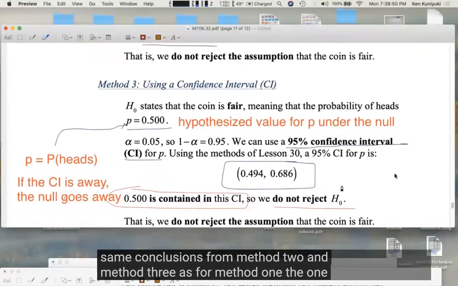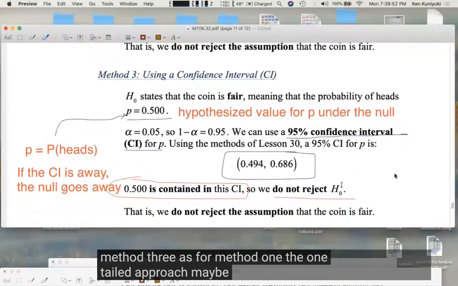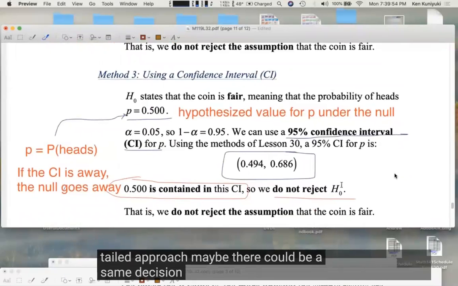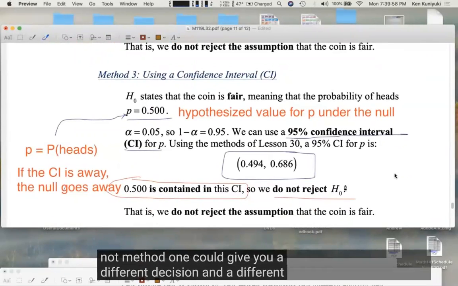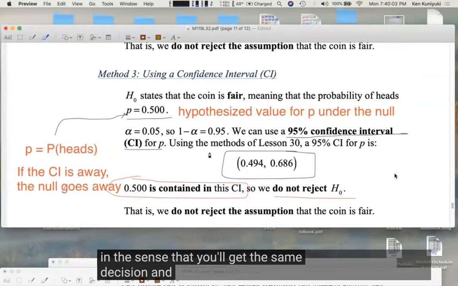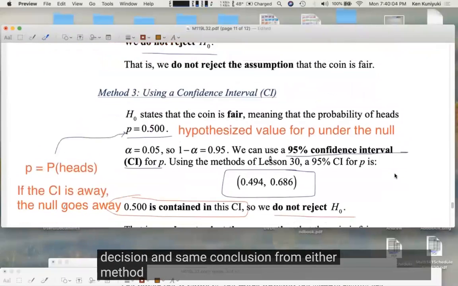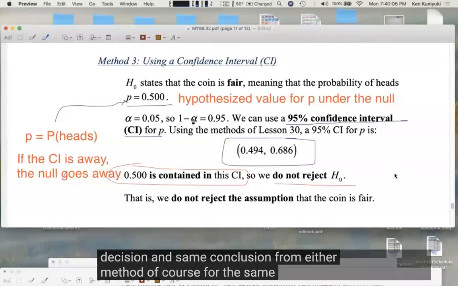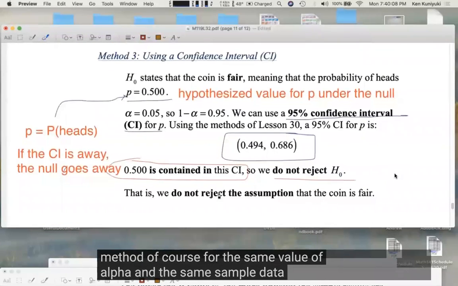As for method 1, the one-tailed approach, maybe there could be a same decision and conclusion, but maybe not. Method 1 could give you a different decision and a different conclusion. But methods 2 and 3 are equivalent in the sense that you'll get the same decision and same conclusion from either method. Of course, for the same value of alpha and the same sample data.